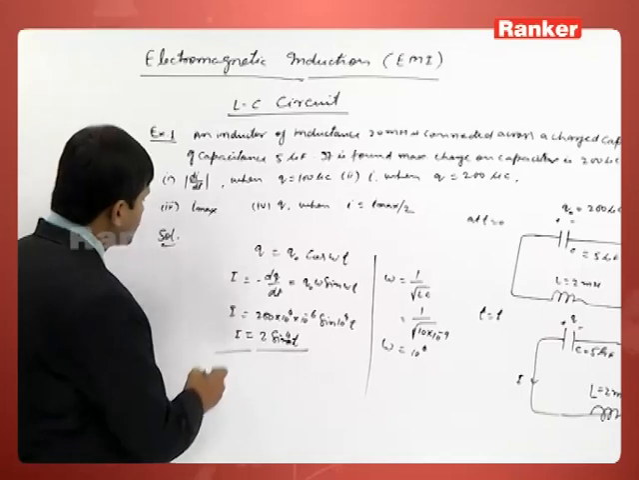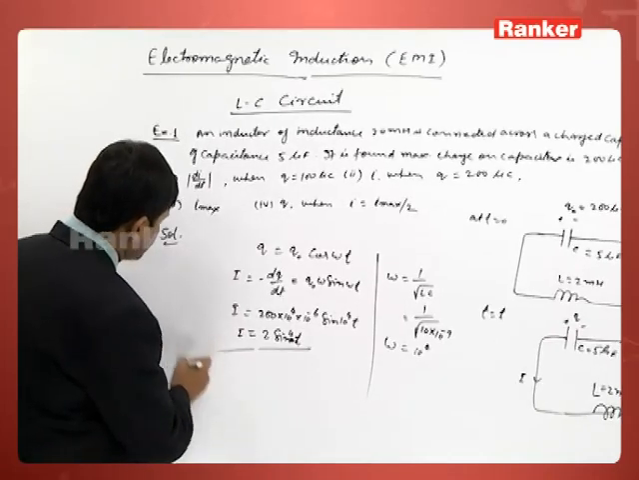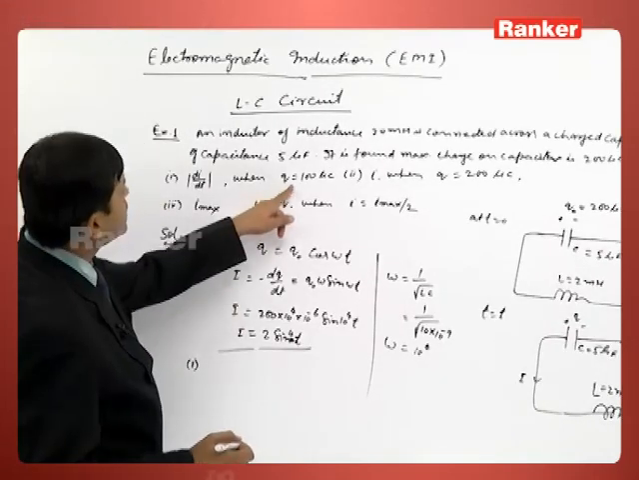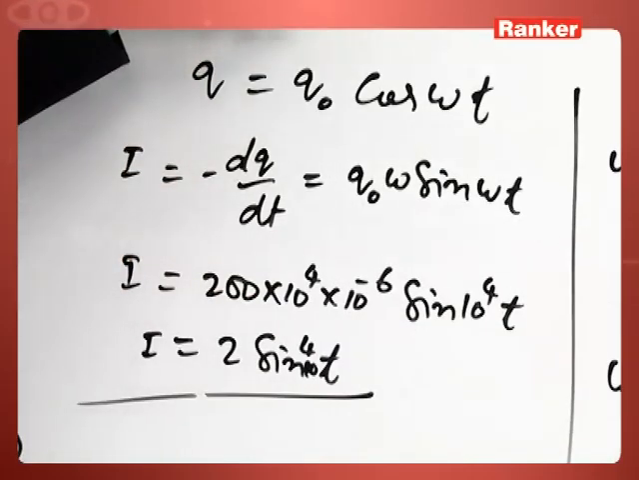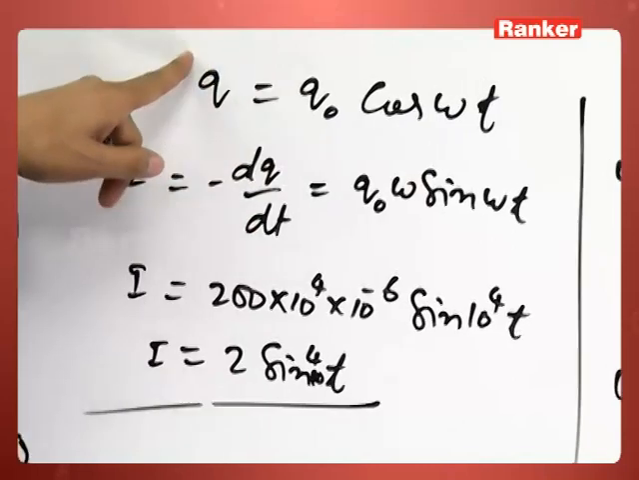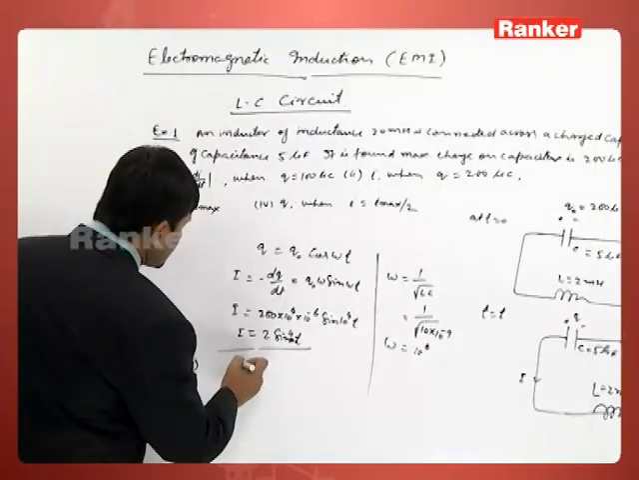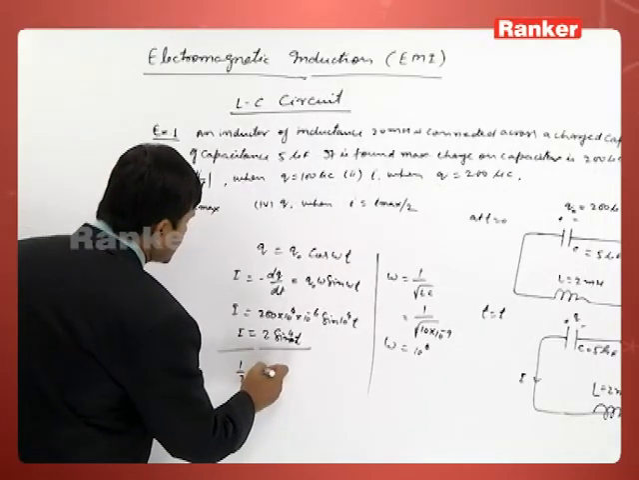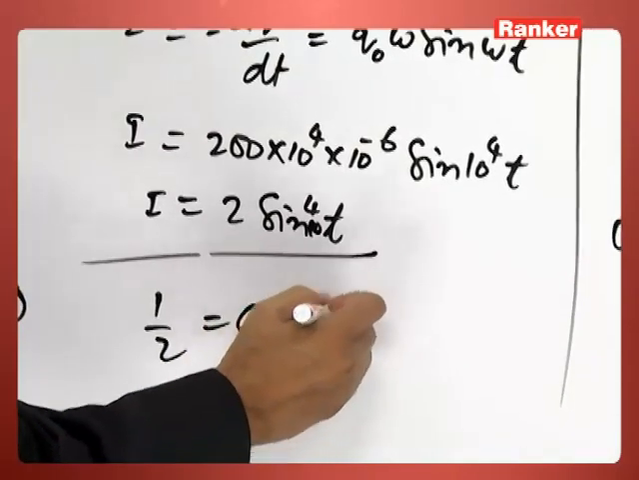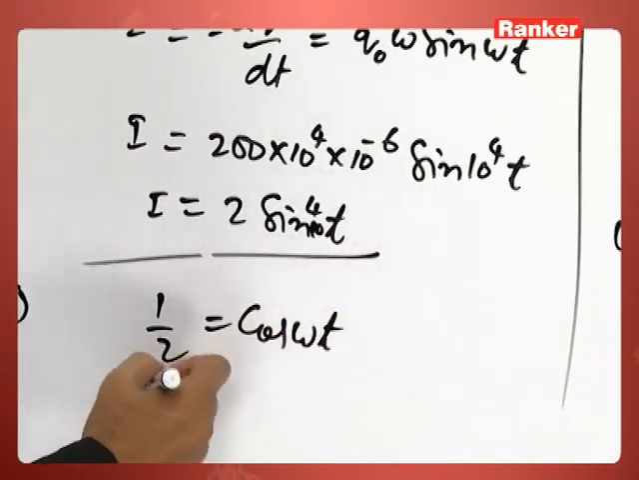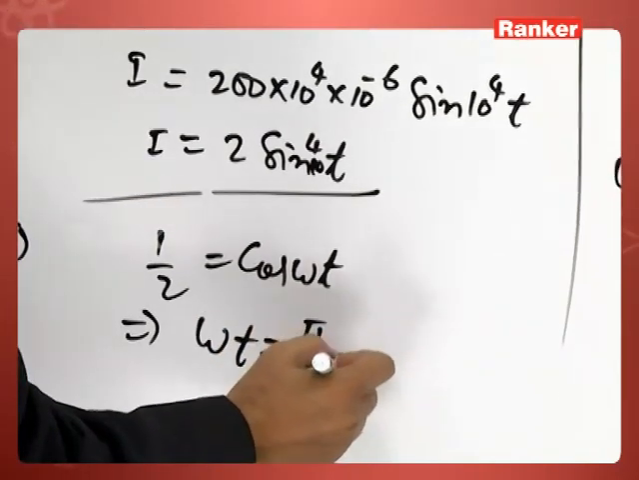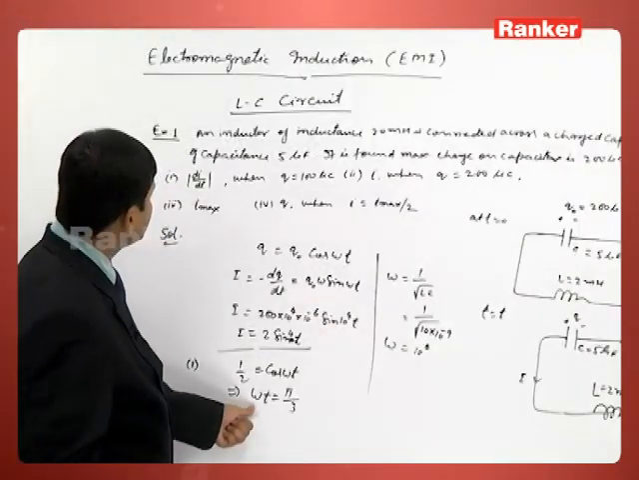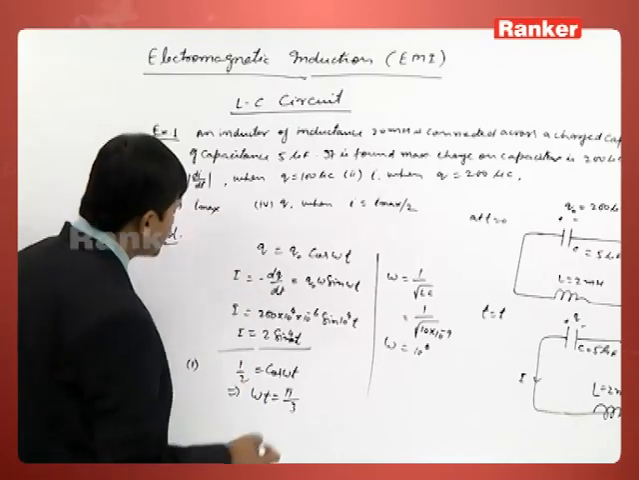The first thing, come to the first situation. The charge Q is this much. Our charge relation is this: Q is 100, Q naught is 200, so this becomes 1 by 2, which is equal to cos omega t. From here you will get omega t is pi by 3. So when omega t is pi by 3, at that time we find di by dt.